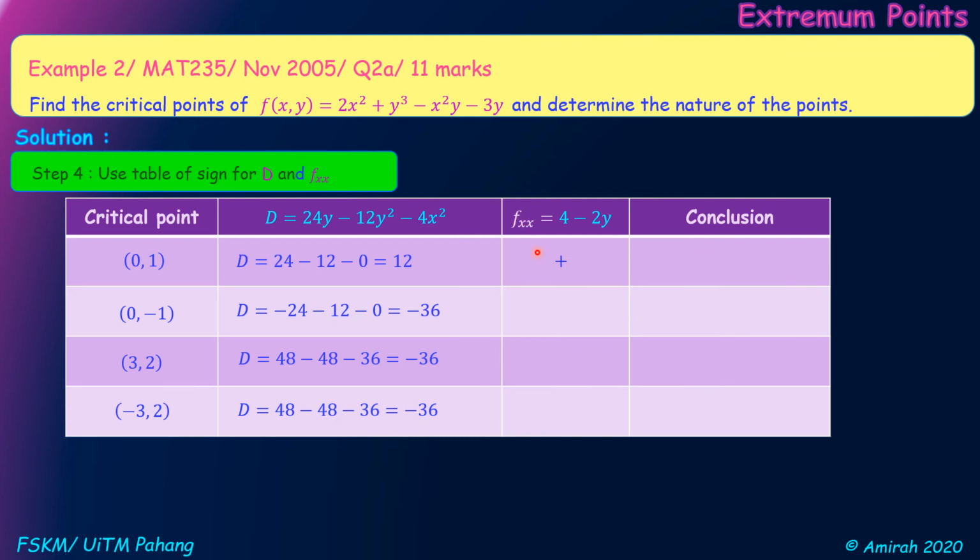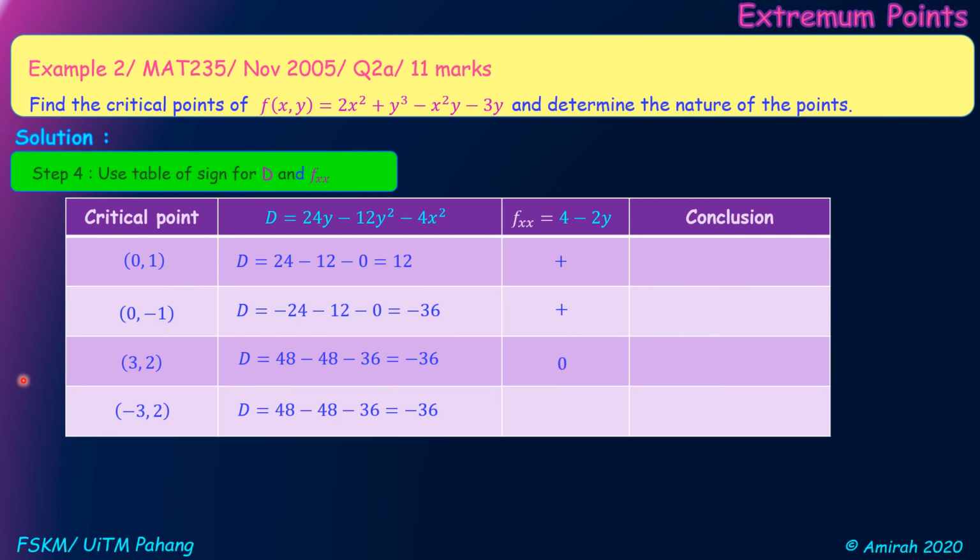And then for column fxx, we only have variable y here. So we just substitute variable y into fxx here. So y now equals 1. When we substitute here, we have 4 minus 2 equals positive 2, so it means positive sign. And then for critical point 0, negative 1, we replace y equals negative 1 into here, so we get 4 plus 2 equals positive 6, means positive.